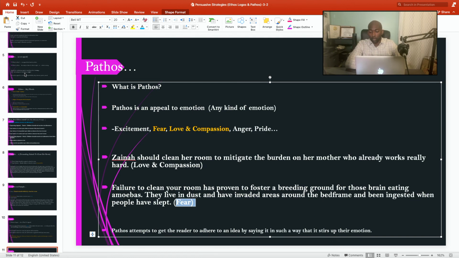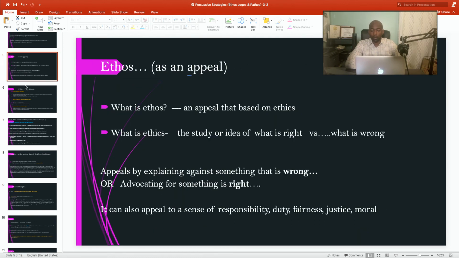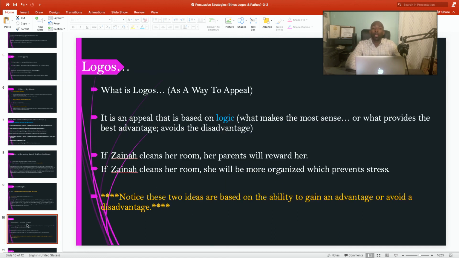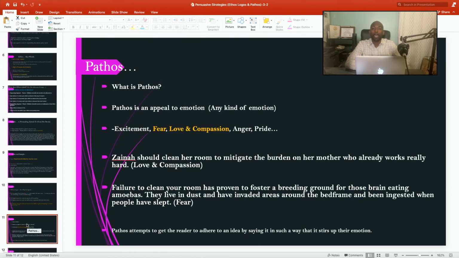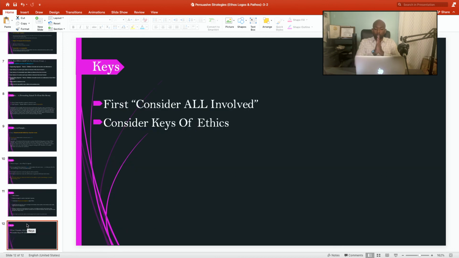So you can use ethos, you can use logos, and you can use pathos as methods of appeal. I put an extra emphasis and an extra endorsement on ethos or ethics, because I believe that it is very, very impressive if you can do it well. So just the last minute keys. First, consider all involved. Always consider who all is affected by the decision. That is probably a first way to come up with topic sentences.